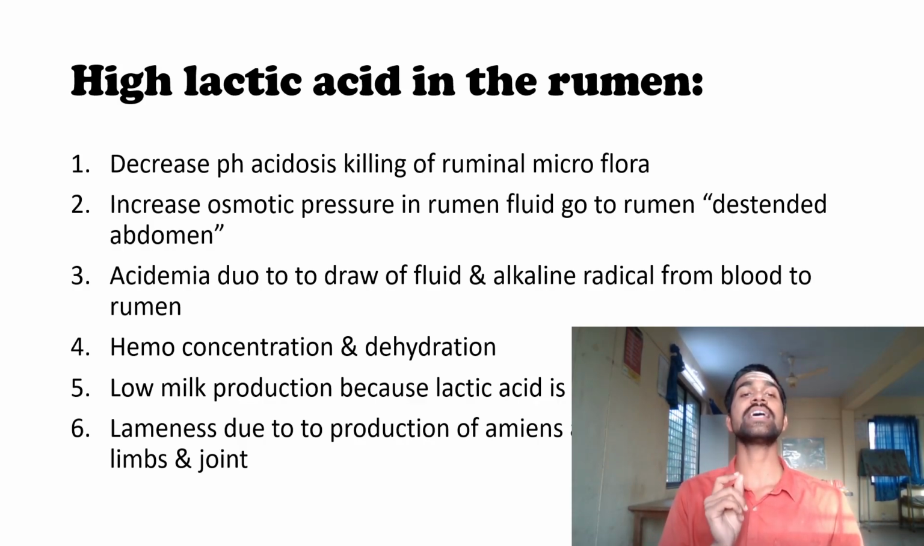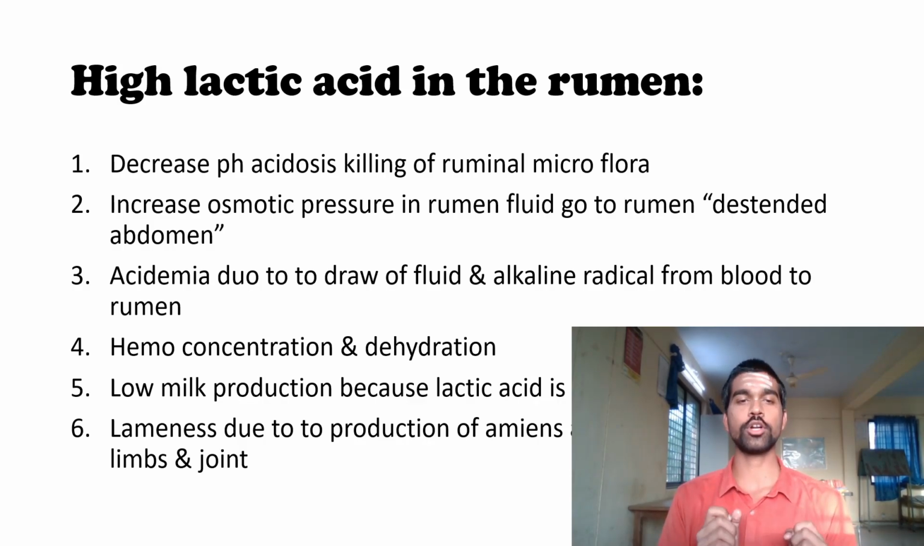Acidemia means an increase in acidic content due to the draw of fluid and alkaline radical from the blood into the rumen. So there will be increased acidic content, acidemia, hemoconcentration and dehydration. So infection causes dehydration and hemoconcentration, that is, an increase in the blood level. There is also low milk production because lactic acid is stronger than VFA. So during infection there will be low milk production.